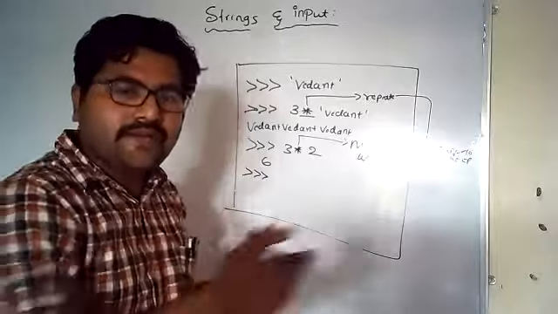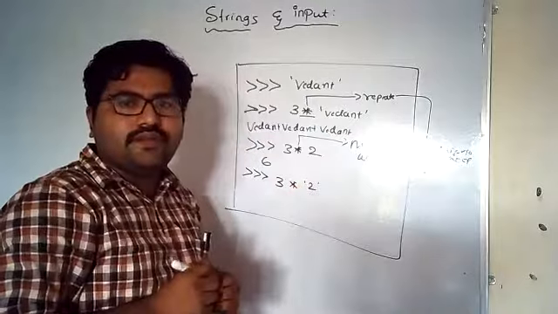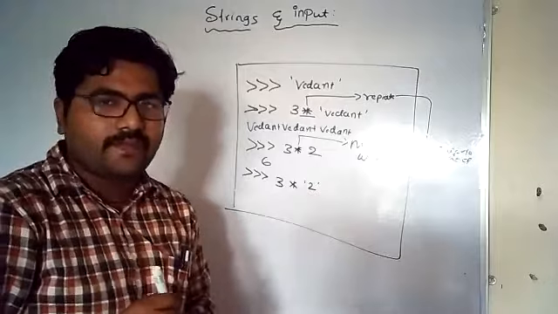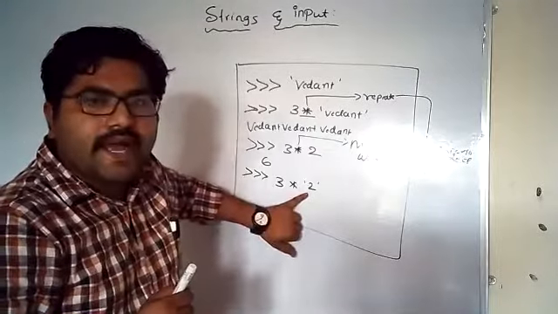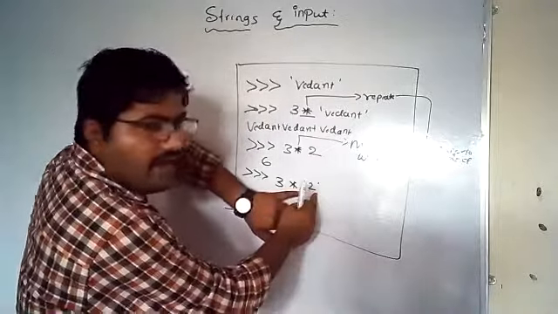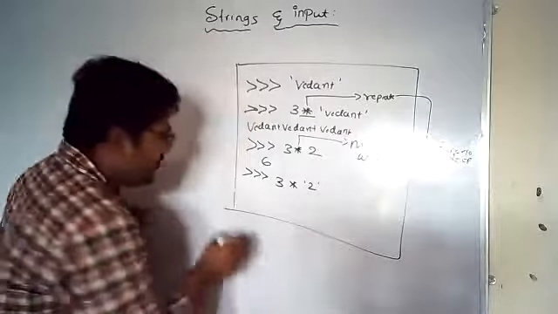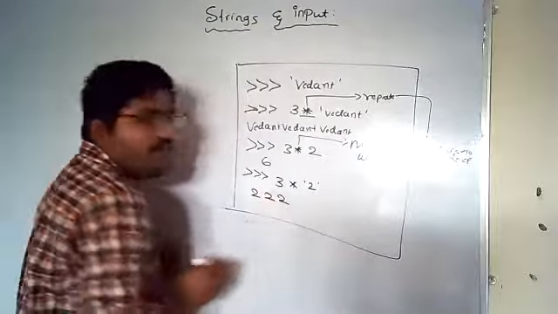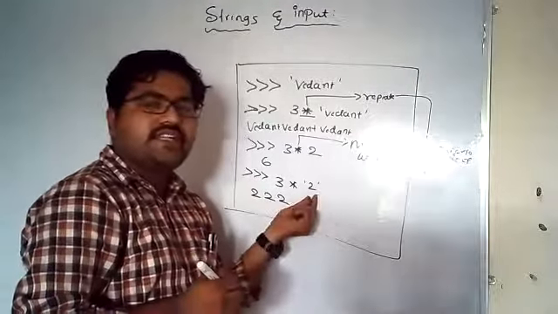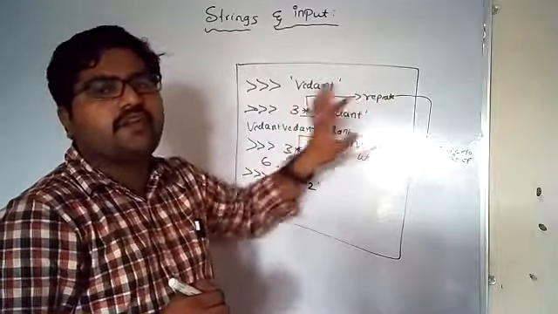Next, the same prompt will appear. I'm going to suggest that you just type 3 star '2'. What will be the output? Now, is the 2 considered as integer type or string type? It is considered as string type because it is written in between single quotes. The answer will be the repetition, that is 2 2 2. It is not going to print 3 into 2 is 6 because this 2 is considered as a string type. The operator is going to be considered as a repetition operator.